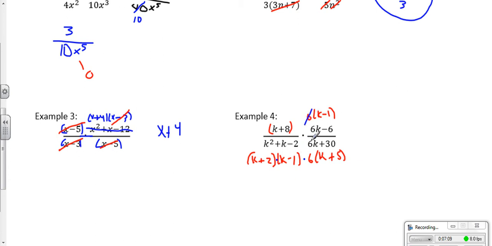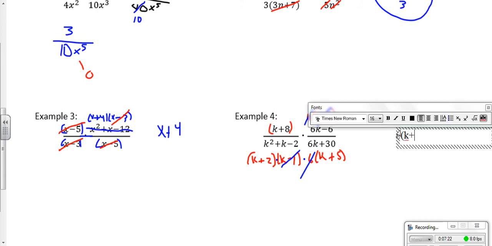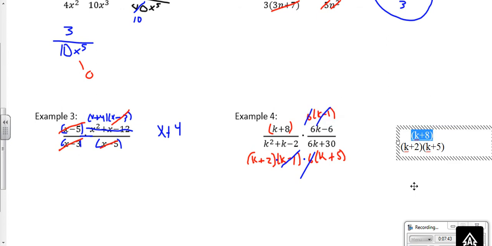Well, I notice that there's a 6 and a 6, a k minus 1 and a k minus 1, which gives us a k plus 8 and nothing on the right side of the other one. In the bottom we have a k plus 2 and a k plus 5. So this would be considered factored.